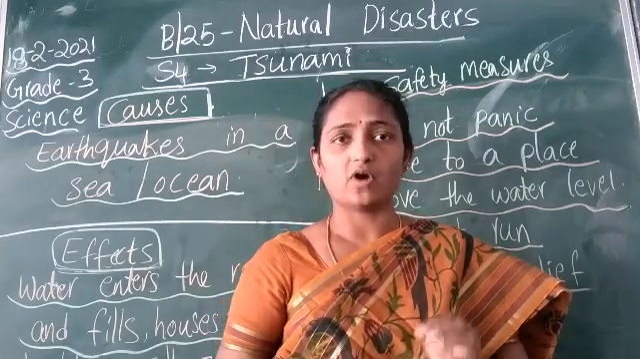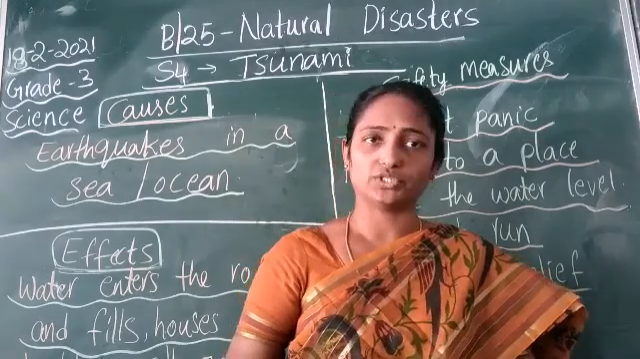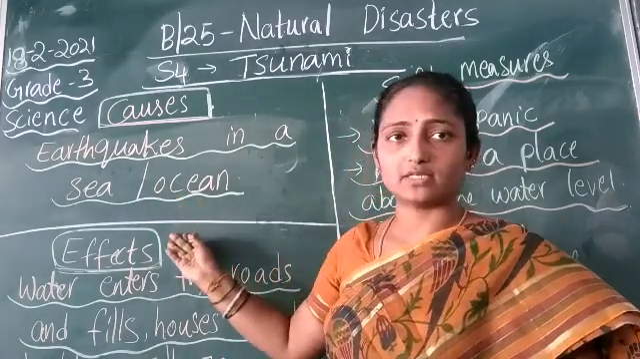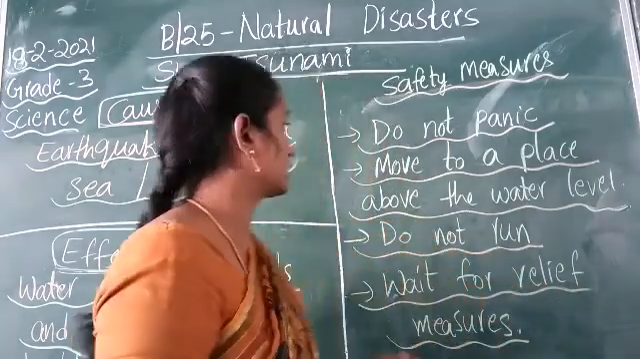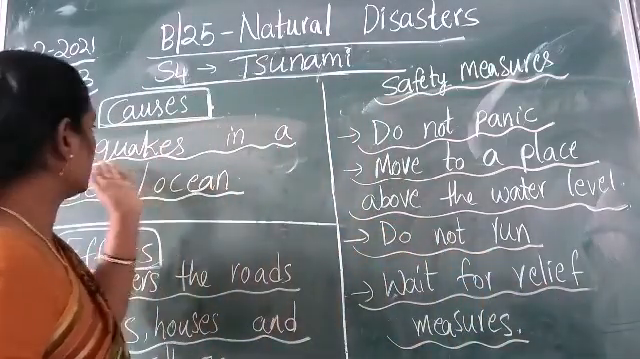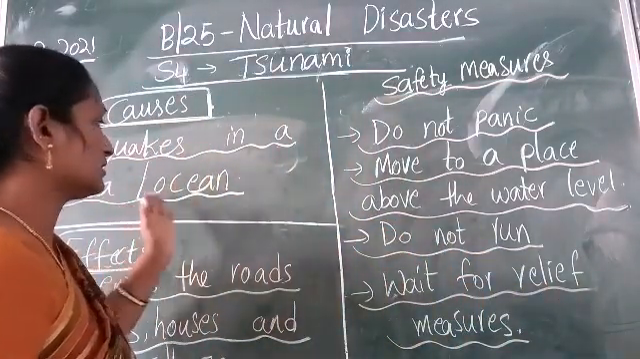which occurs in a water body like seas or oceans. So let us learn the causes, effects and its safety measures. What are the causes? Earthquakes in seas or oceans.